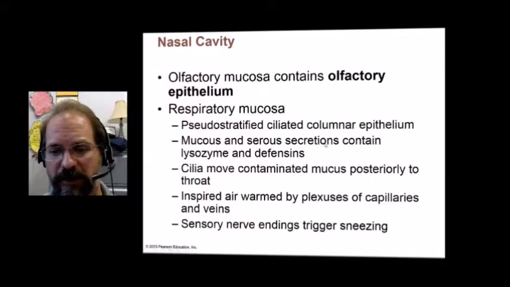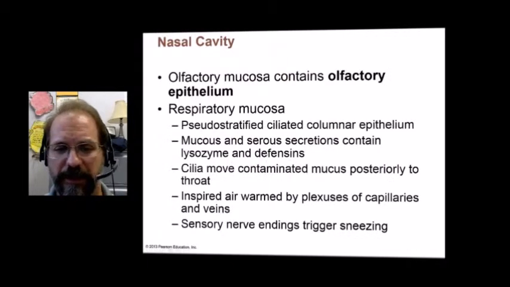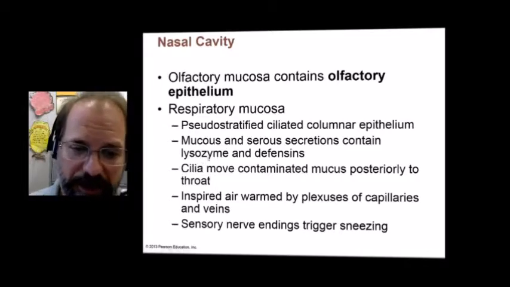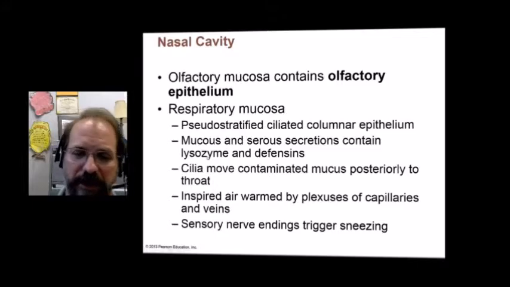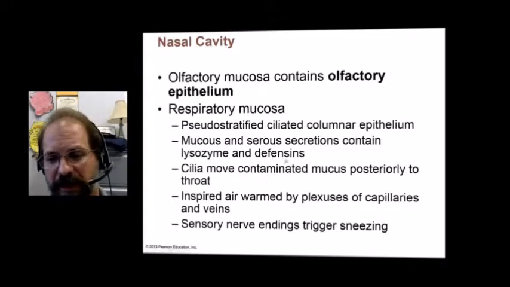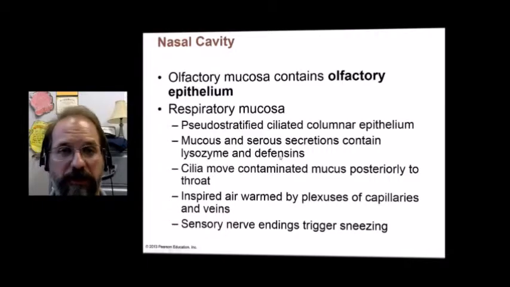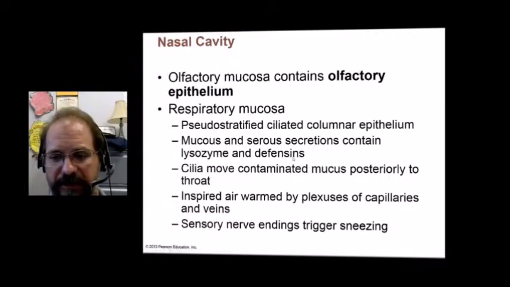Also, in that mucus, we secrete some chemicals. I think I may mention this in AMP1. Lysozyme is a chemical that breaks down carbohydrates, so it's effective at destroying many gram-positive bacteria. And defensins are a type of antimicrobial protein that's also found in mucus.